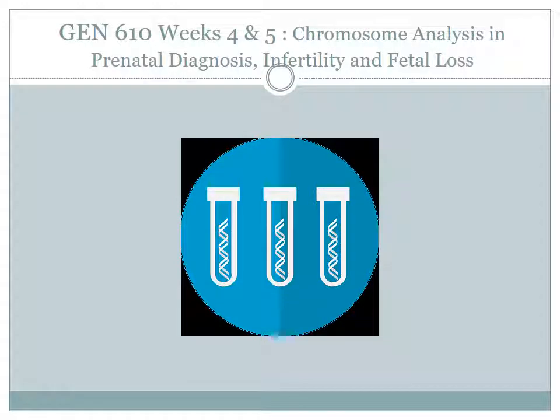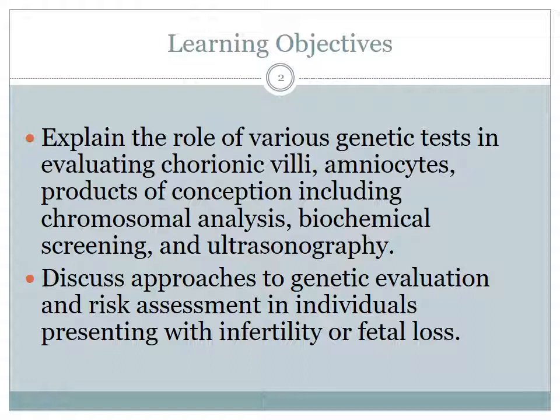This is weeks 4 and 5, chromosome analysis in prenatal diagnosis, infertility, and fetal loss. The learning objectives for this week are to explain the role of various genetic tests in evaluating chorionic villi, amniocytes, products of conception, including chromosomal analysis, biochemical screening, and ultrasonography. Discuss approaches to genetic evaluation and risk assessment in individuals presenting with infertility or fetal loss.